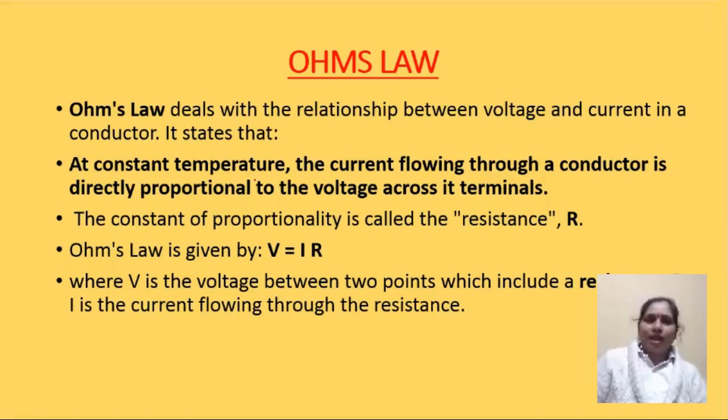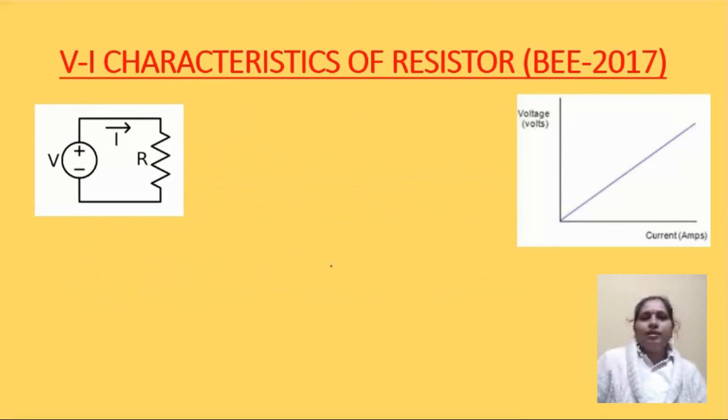Ohm's law states that at constant temperature, the current flowing through a conductor is directly proportional to the voltage across its terminals. To remove this proportionality, we have a proportionality constant represented as R, which is nothing but resistance. The formula relating voltage, current, and resistance is V equal to I into R. With this information, let us draw the characteristics of a resistor between voltage and current.